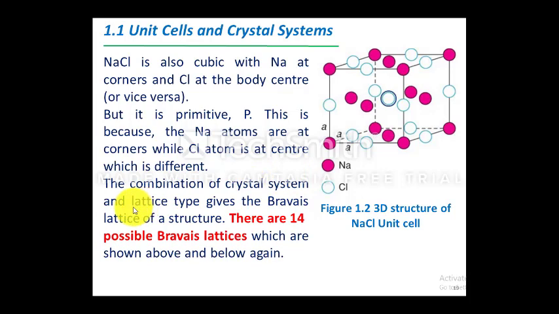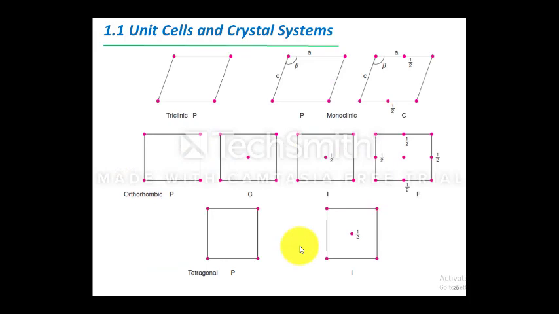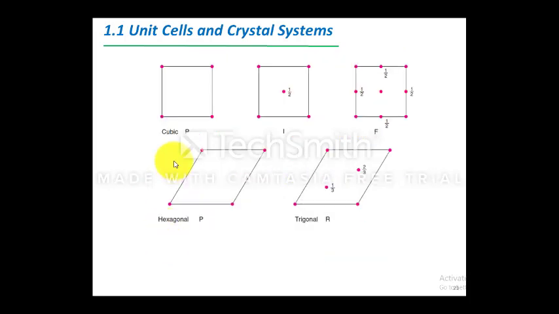The combination of crystal system and lattice types gives the Bravais lattices of the structures. There are 14 Bravais lattices which we have just discussed. Again, I can show you the 14 Bravais lattices. One is for triclinic, two for monoclinic, four for orthorhombic, two for tetragonal, cubic contains three Bravais lattices, and hexagonal one, trigonal one. So there are 14 Bravais lattices.